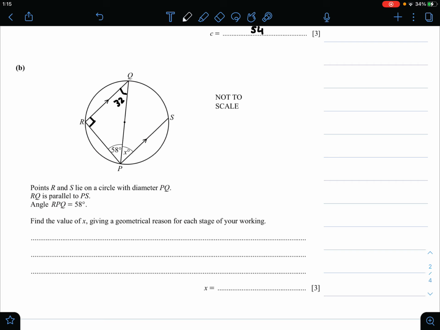So the angles that are inverse, that is this angle and the angle X, are equal to each other. So therefore X would be 32 degrees. And therefore that could be a third reason that you could state in your final answer.